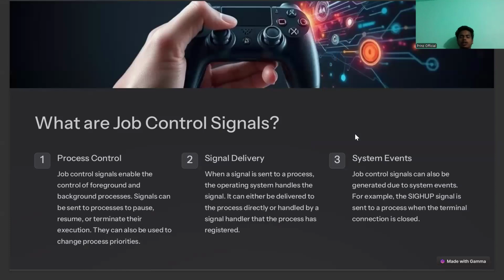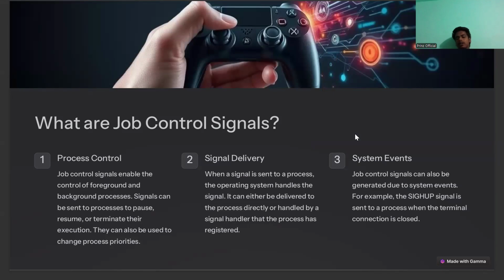What are control signals? Process control, signal delivery, system events. Job control signals enable the control of foreground and background processes. Signals can be sent to processes to pause, resume, or terminate their execution. They can also be used to change process priorities.